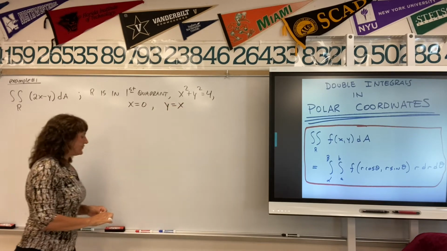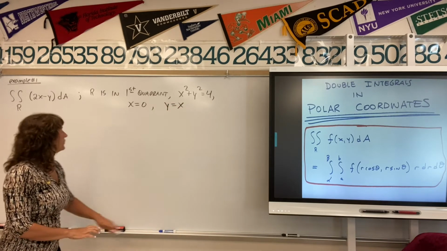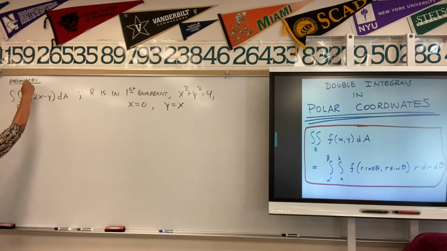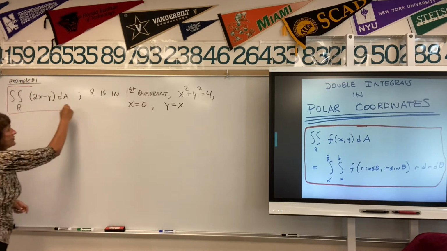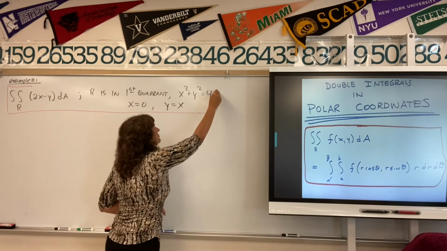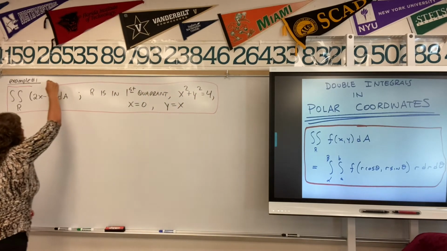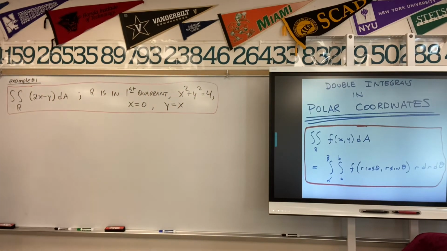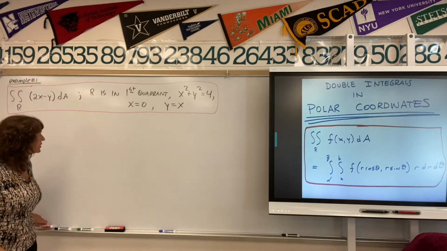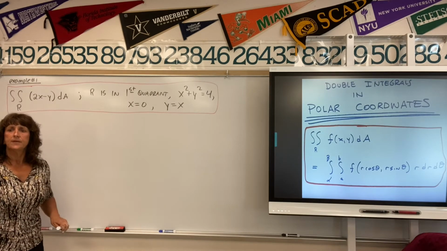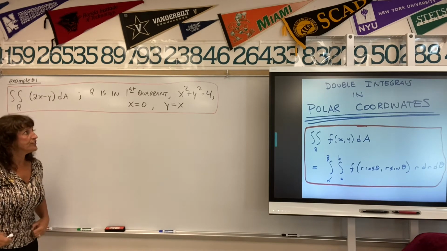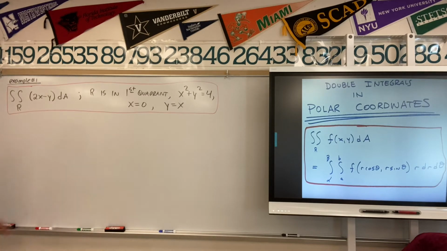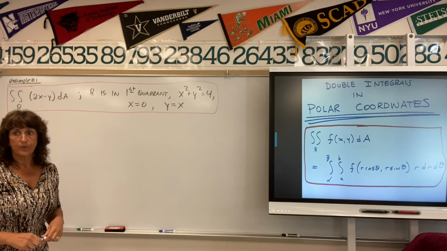So this is your first example. We have an integral expression written in rectangular form. We want to set up and convert this over to polar form. So here we go.